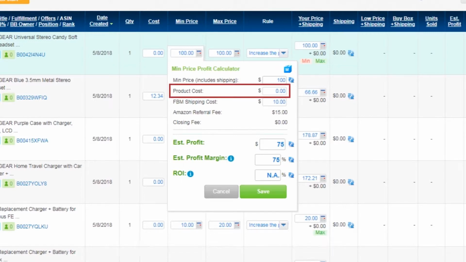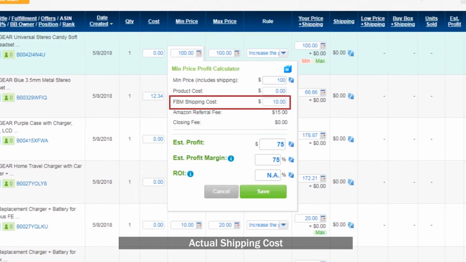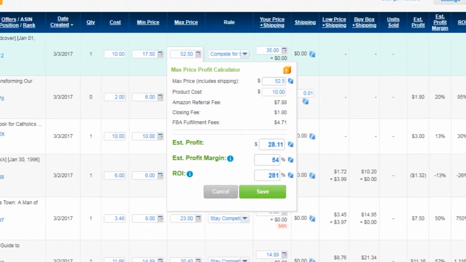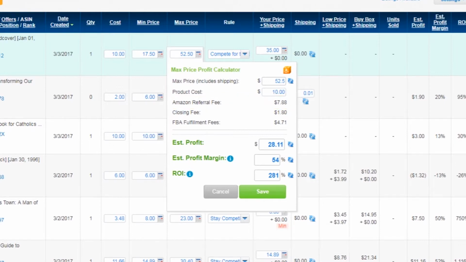Product cost. This is the combined cost of the product. This should be the same figure as the number in the cost column. Actual shipping cost. If the listing is FBM, you can enter the actual shipping cost here. Amazon Referral Fee. The Amazon Referral Fee is dependent upon the listing category and is based on the MWS fee estimate report. Essentially, this is Amazon's estimation, so it's not always 100% accurate.